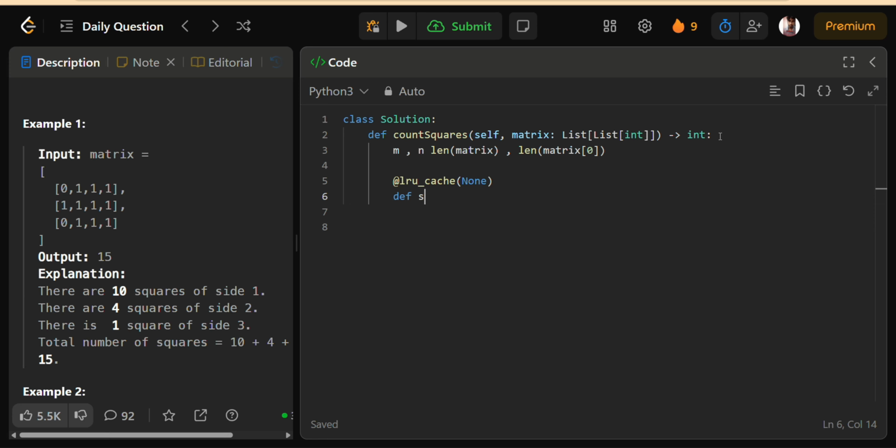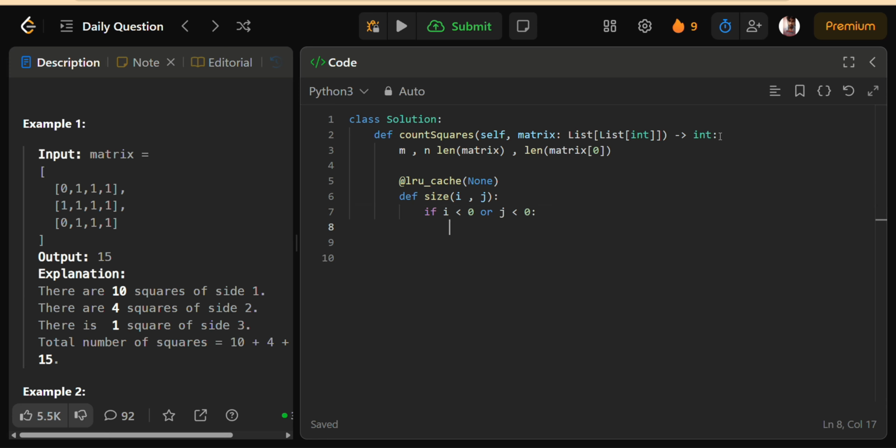Why? Because for this cell to extend into a larger square, all 3 of those directions must also be capable of forming squares. So the size of the square ending at this cell is 1 plus the minimum of the top, left, and diagonal squares. That gives us the largest possible square at that point. Then, if we add up these sizes across the entire matrix, we automatically count all smaller squares too. This recursive strategy with memoization ensures we don't repeat work. By caching results, every cell is solved once, and then reused multiple times whenever needed.